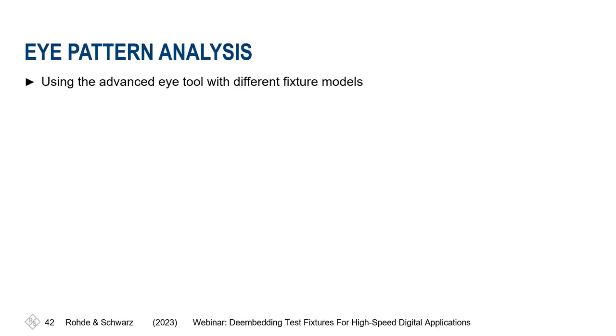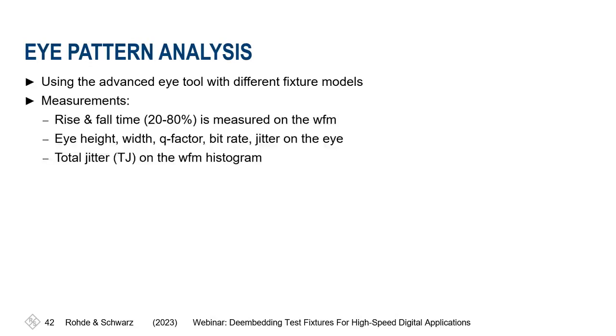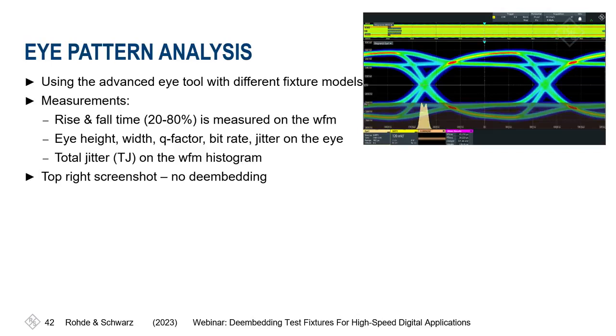After explaining the setup, let's have a look at the eye pattern analysis. As we said before, we're using the advanced eye tool with different fixture models. The measurements we do are rise and fall time, 20-80%, measured on the waveform. We measure the eye height, width, Q factor, bit rate, and jitter on the eye, and the total jitter on the waveform histogram.